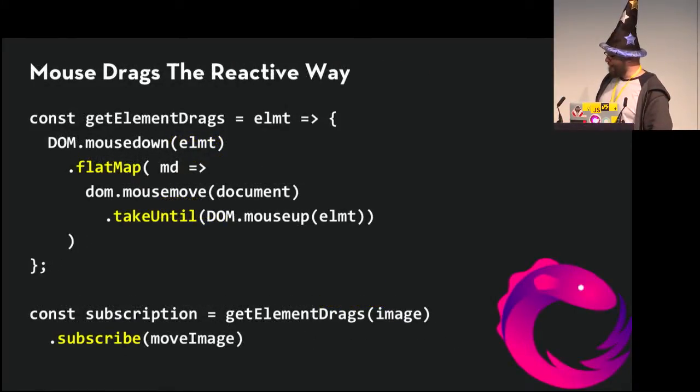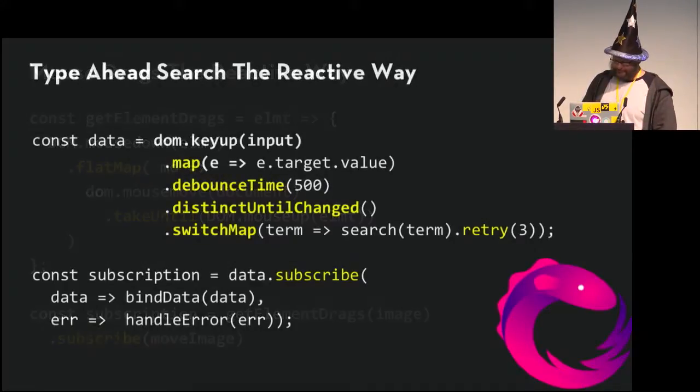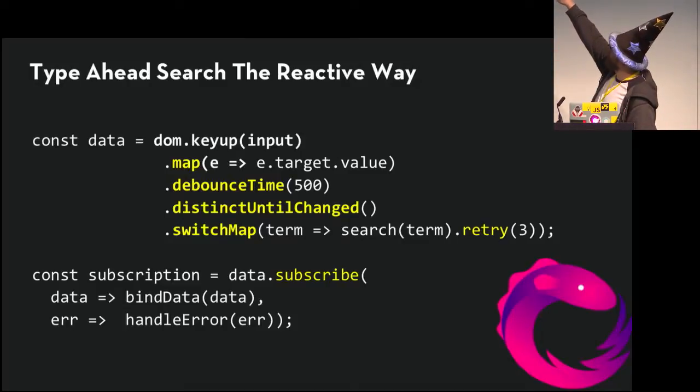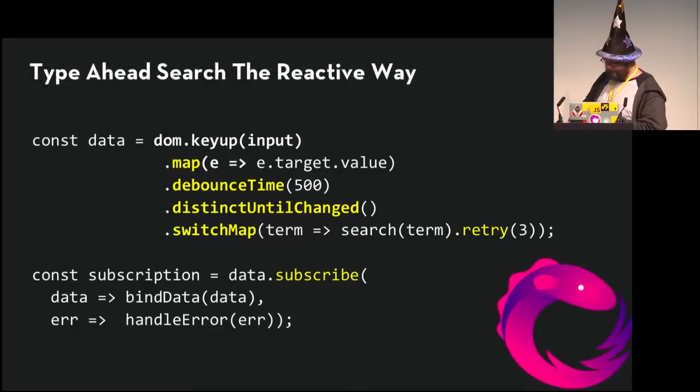And even that mouse drag that I showed that was largely a page long, we now have something as small as this in order to actually move an image around. And even type ahead, that long page that we had before becomes about 5 or 6 lines, in that we can map to get the value, we can debounce so that when you're typing so fast, it doesn't fire off to the server. And in fact, you can say it's only distinct values. So every time I hit the left arrow, right arrow, it doesn't fire.